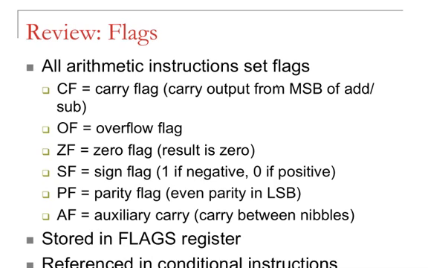All arithmetic instructions set flags, including the carry flag, overflow flag, zero flag, sign flag, parity flag, and auxiliary flag. Those flag bits are stored in the flags register. The usage of these flag bits is mostly for conditional branch instructions. Do they each have a specific location in the register? That's right.